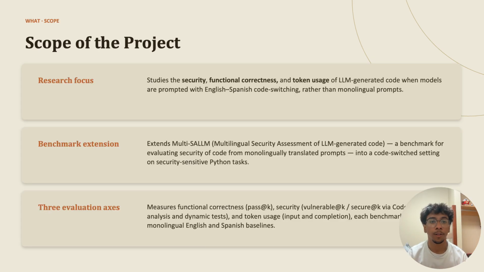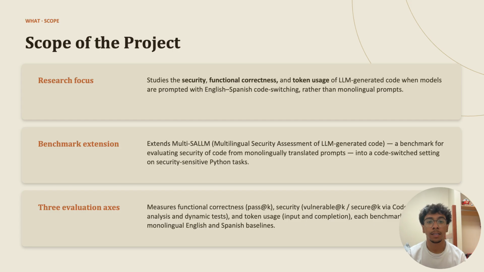Now, going into the scope of the project, the core question is simple. When a bilingual user mixes English and Spanish in one prompt, what happens to the code an LLM generates? I am going to be looking at three things together: is the code secure, does it actually work, and how many tokens does it cost? And I'm going to be comparing code switch prompts against clean monolingual English and Spanish prompts.